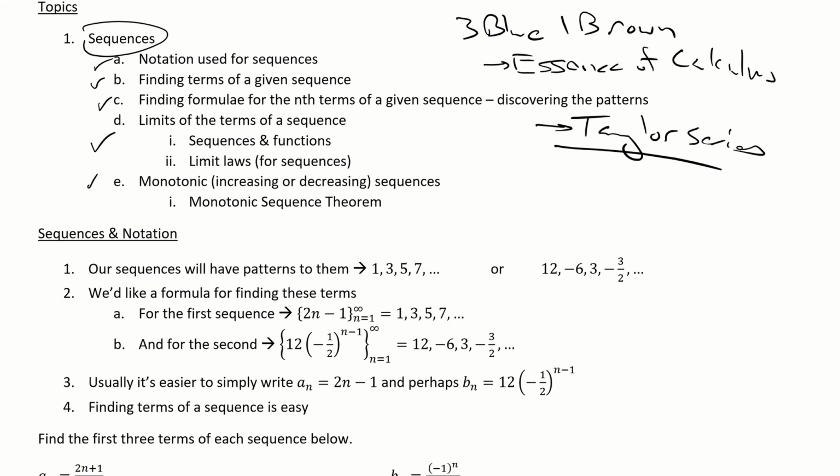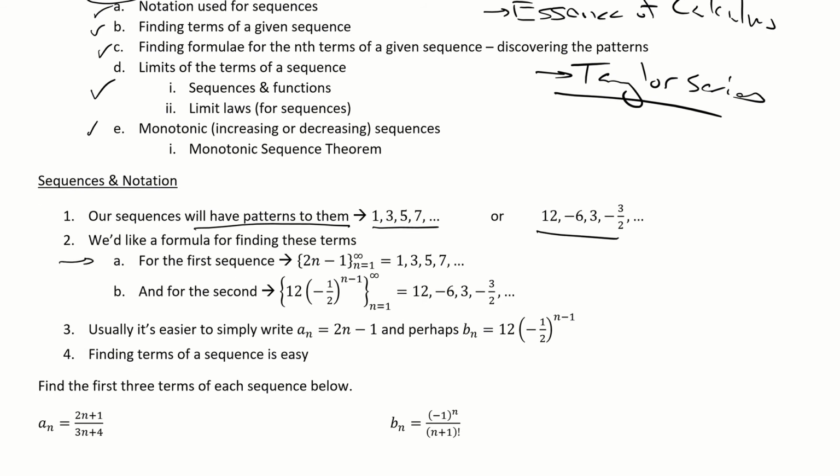Okay, so sequences, our sequences will have patterns to them. 1, 3, 5, 7. Actually, you might have seen that before. That's called an arithmetic sequence. Or 12, negative 6, 3, negative 3/2. What's going on there? It has another pattern. I'll let you think about that pattern.